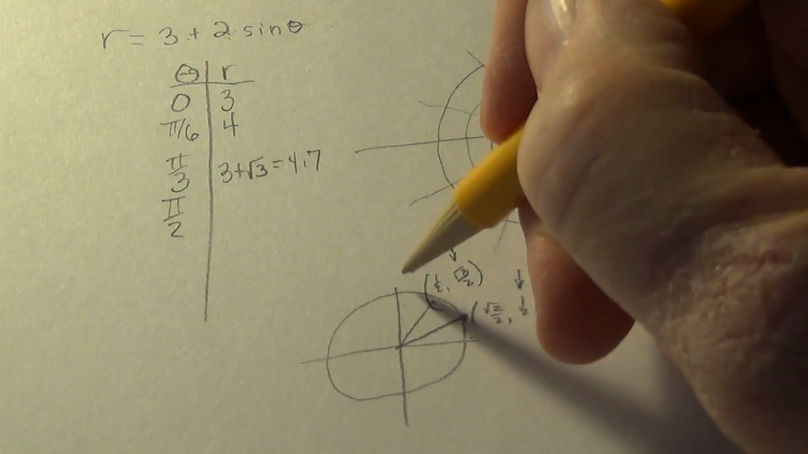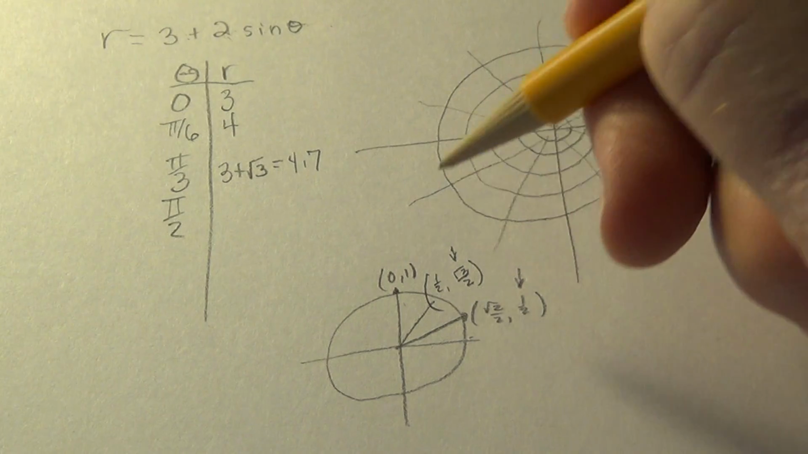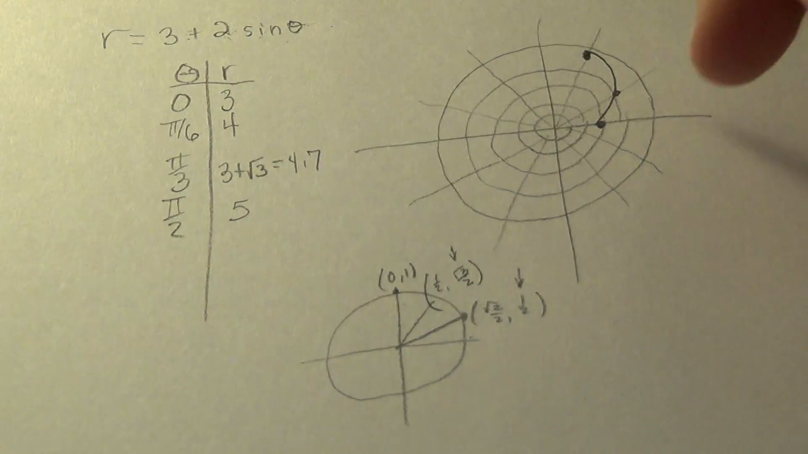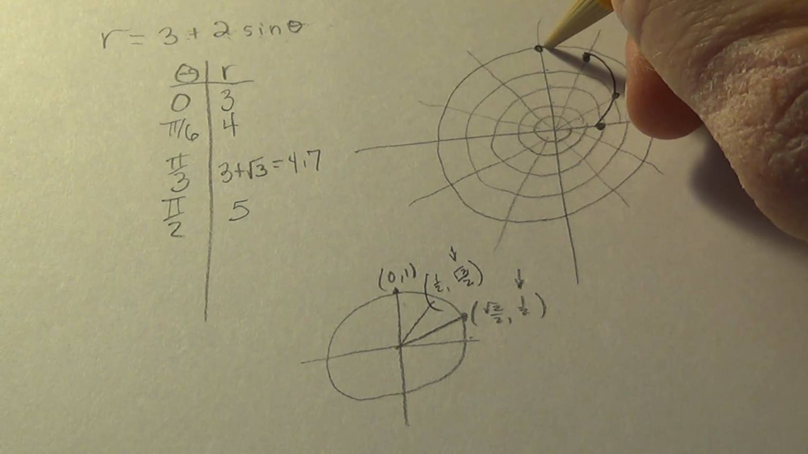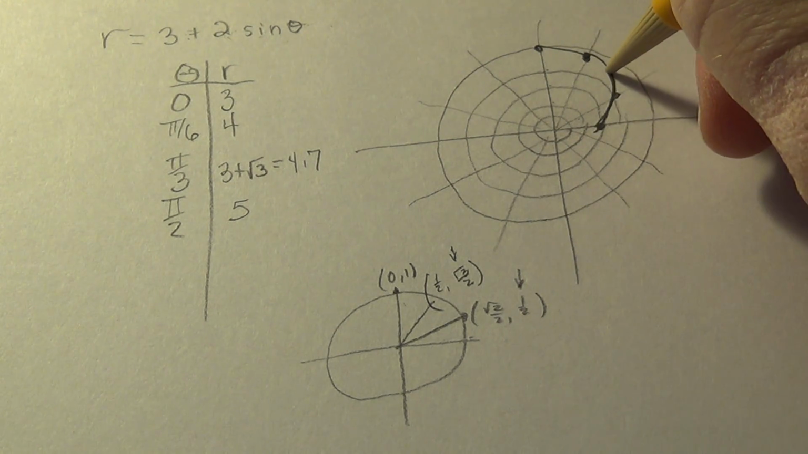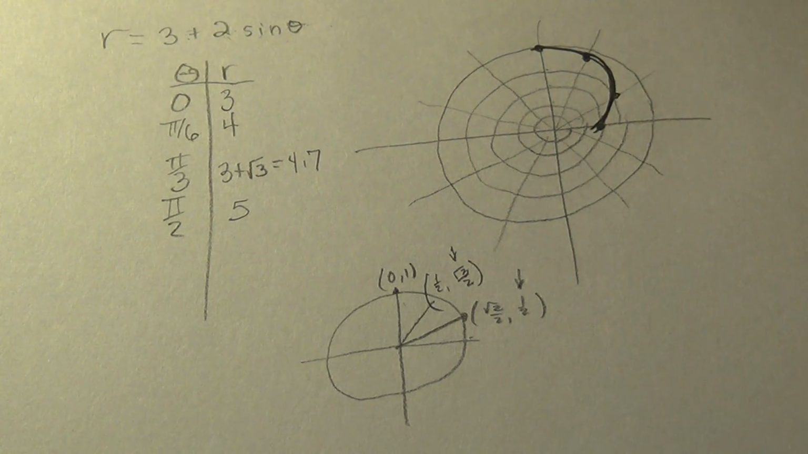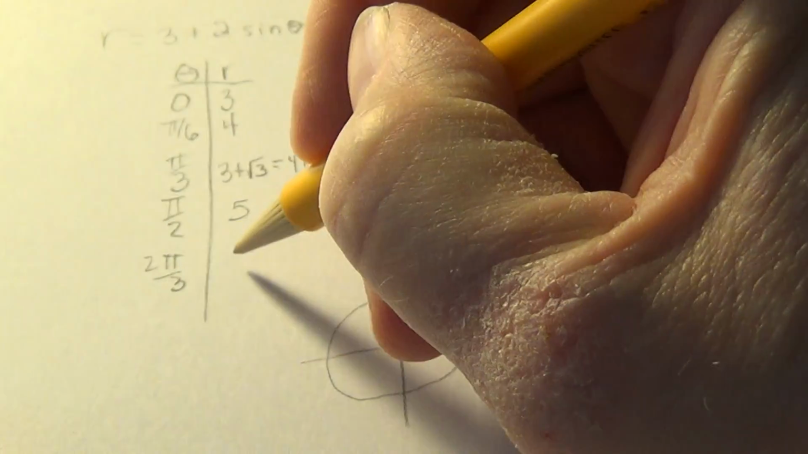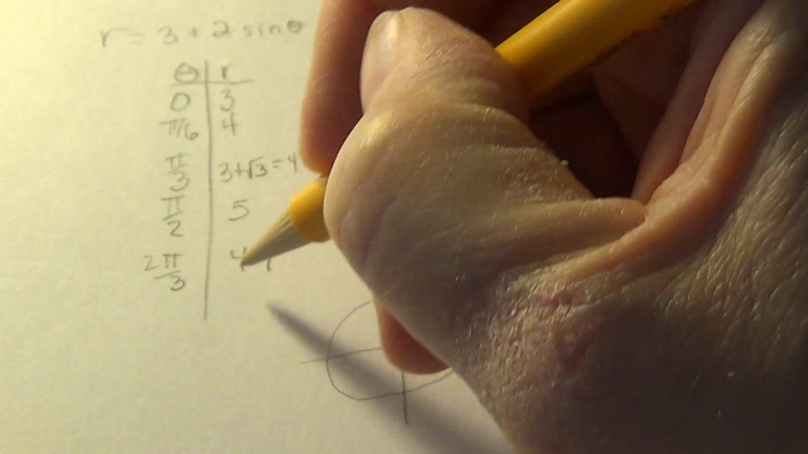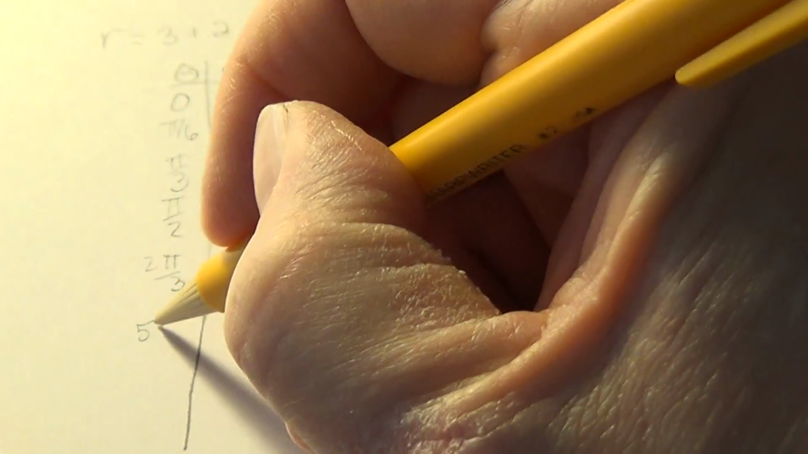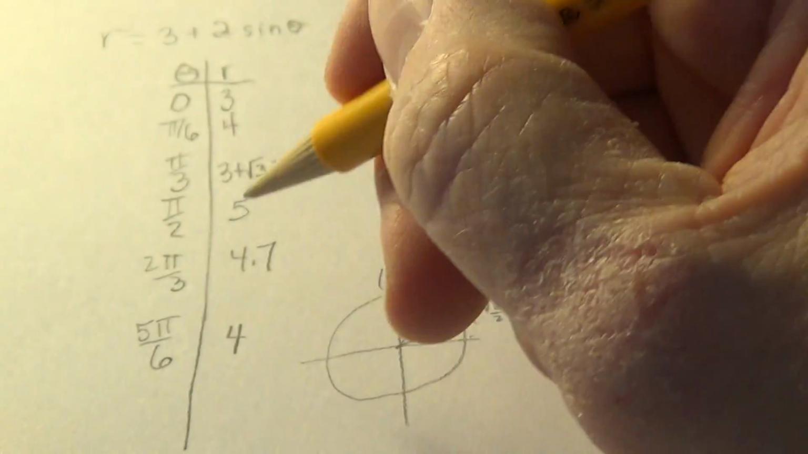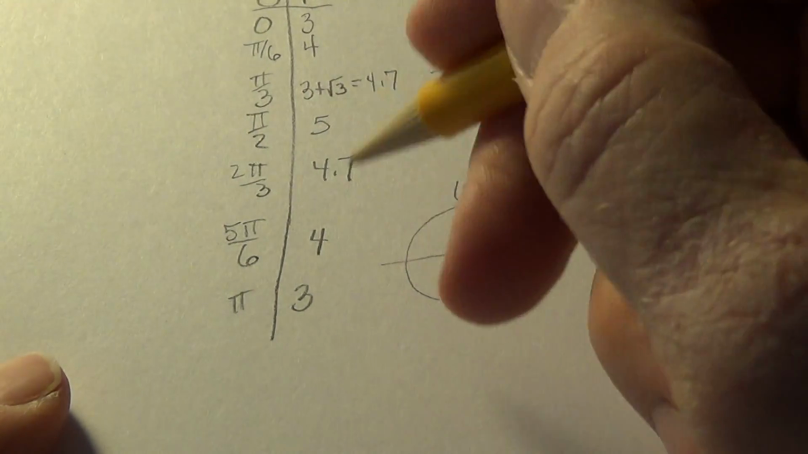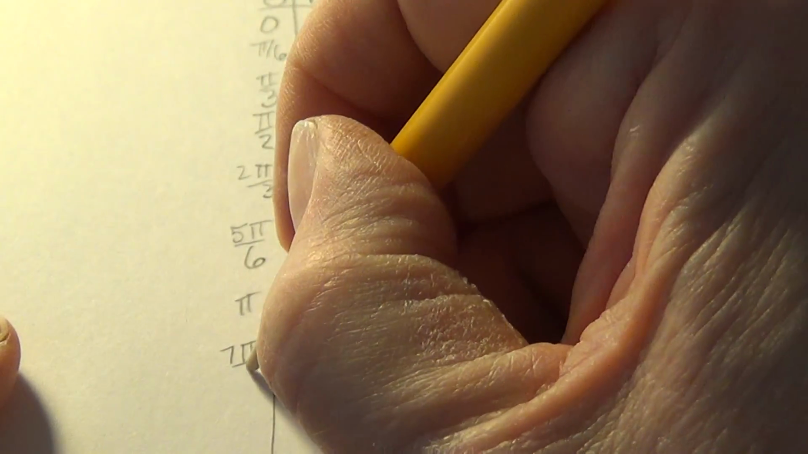Pi over 2: sine of pi over 2 is 1 times 2, so we get plus 3, giving us a 5. Alright, so we have a graph like that so far. Alright, coming along, I'm going to speed it up by giving you the numbers. In the test, you'll be calculating them yourself. So it'd be wise for you to practice these. Just stop the video and see if you can finish this one without me giving you the numbers.